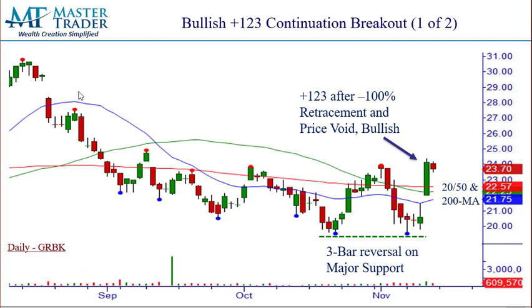GRBK here. We use the 20, the blue line, the green is the 50, the red is the 200 on all of our daily charts. You can see simple red and green candlesticks, color-coded volume, and these three MAs. That's it. We make all our decisions off this. No oscillators, fib lines, nonsense.